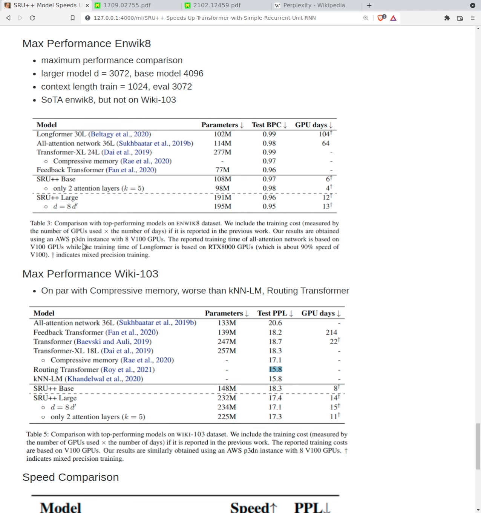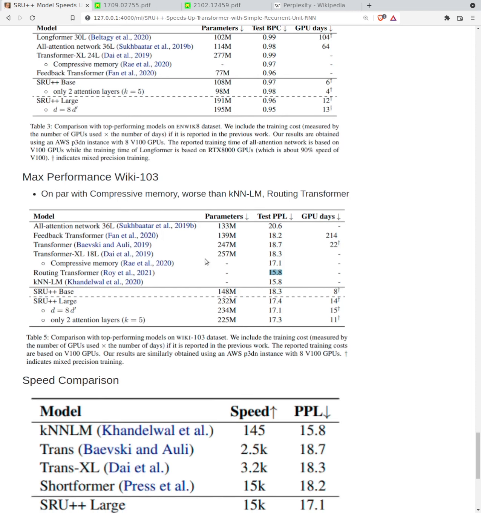Okay, they even say it here, right? Our results are obtained on AWS with 8 GPUs. Reported training time. Okay, whatever.